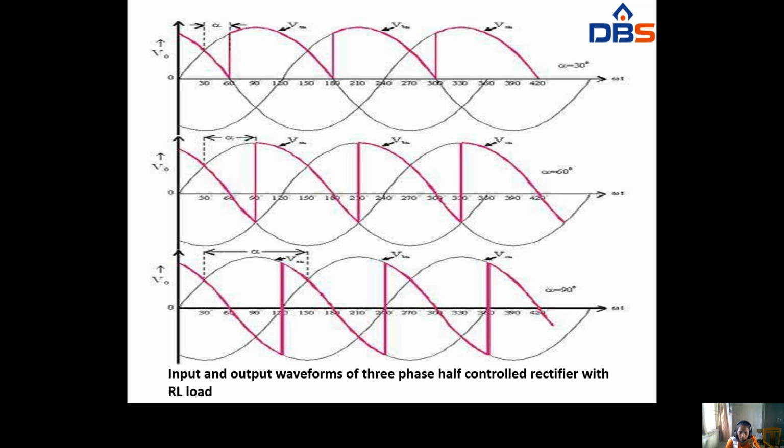So that is at alpha equal to 30 degrees. When alpha equal to 60 degrees is triggered, it conducts from 60 degrees up to 210 degrees, and the output waveform will be like this. At alpha equal to 90 degrees, the output waveform will be like this. So these are the input and output waveforms of the three-phase control rectifier with alpha equal to 30, 60, and 90 degrees.